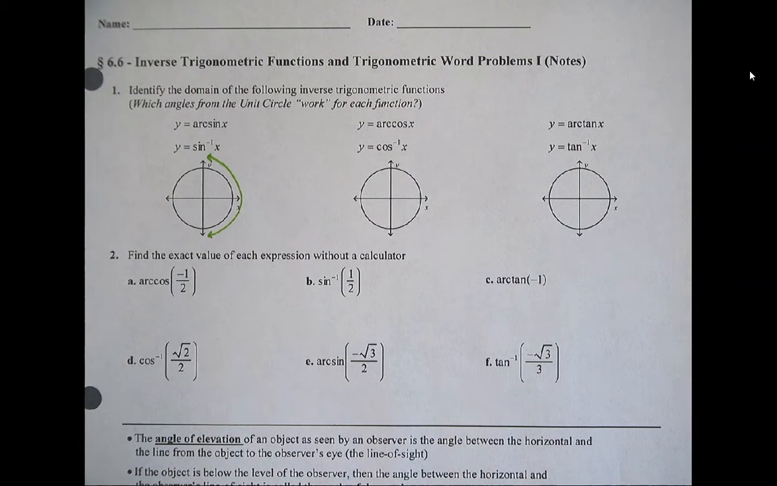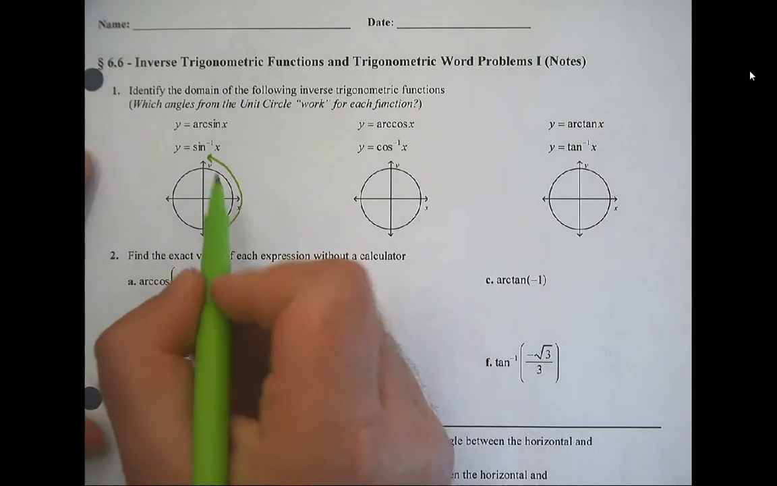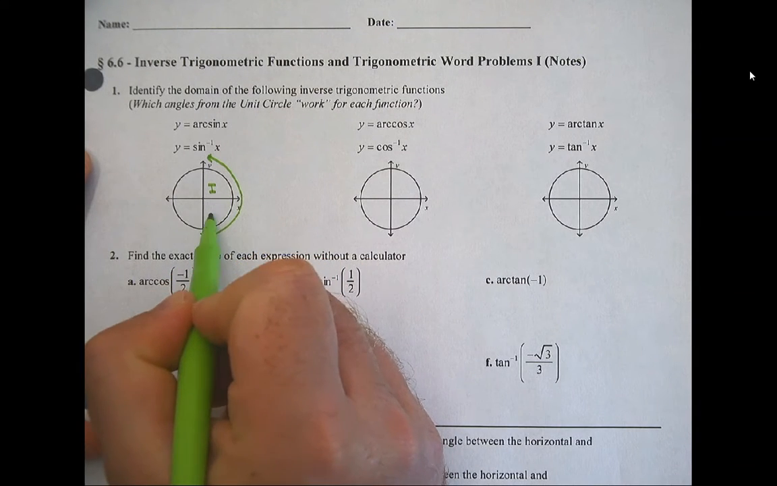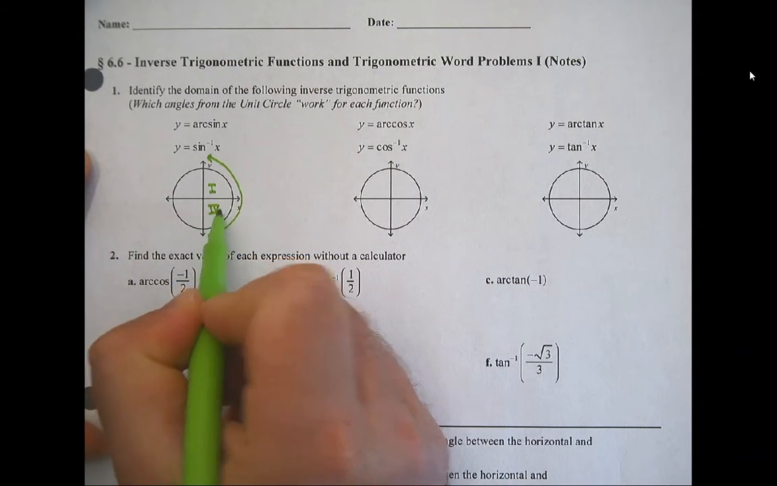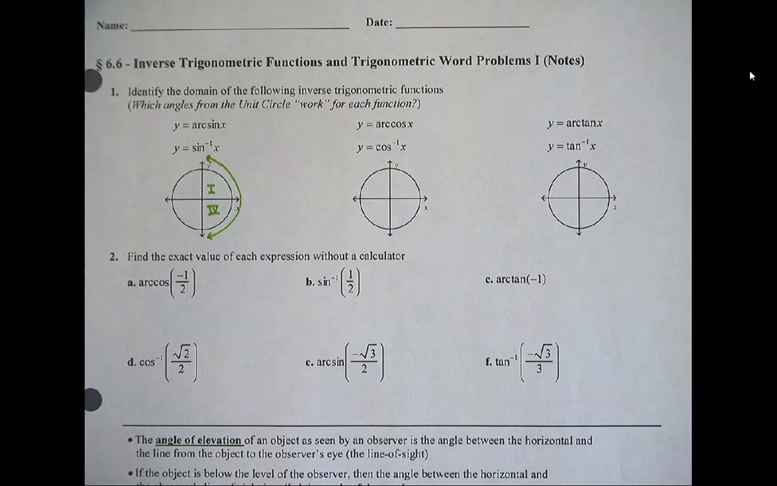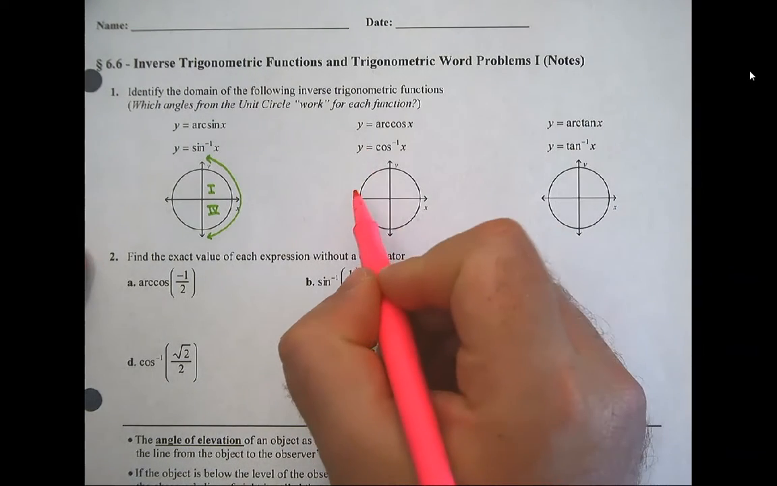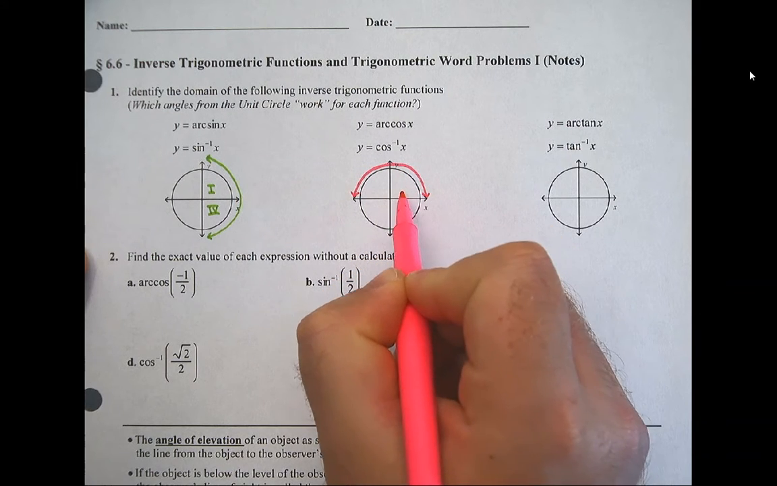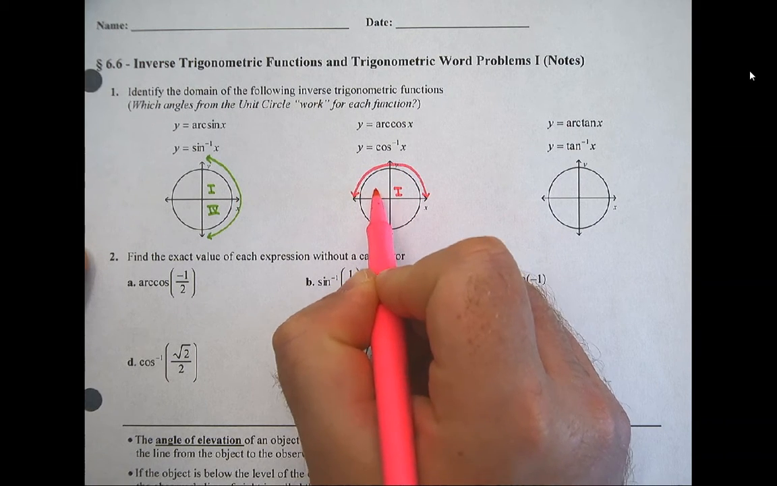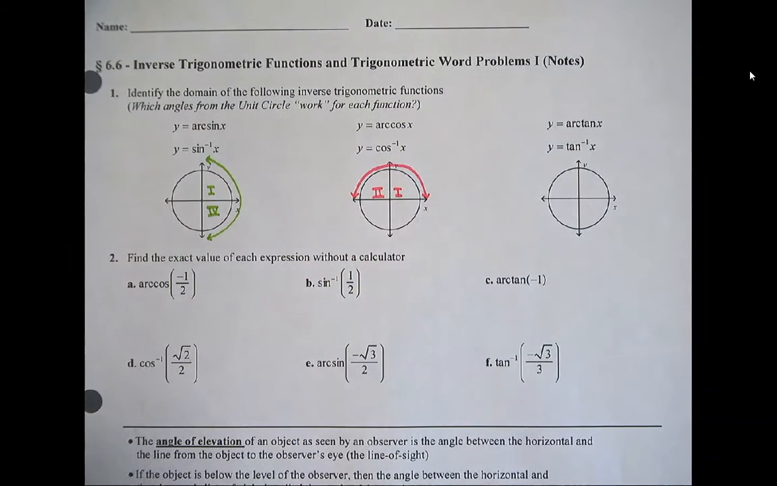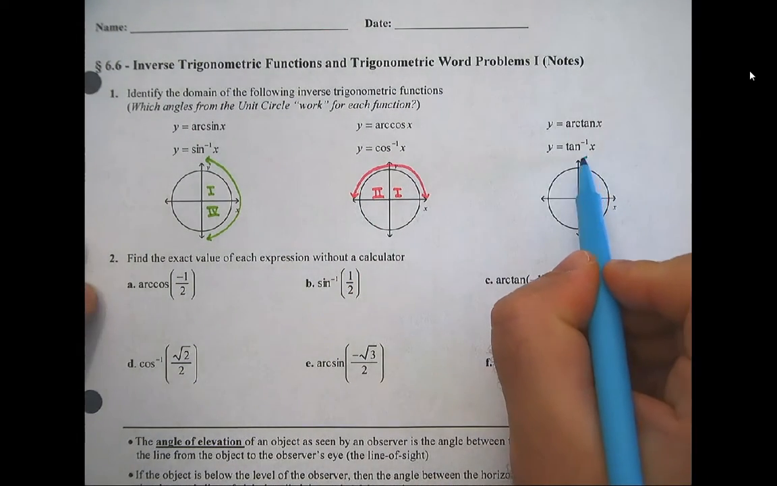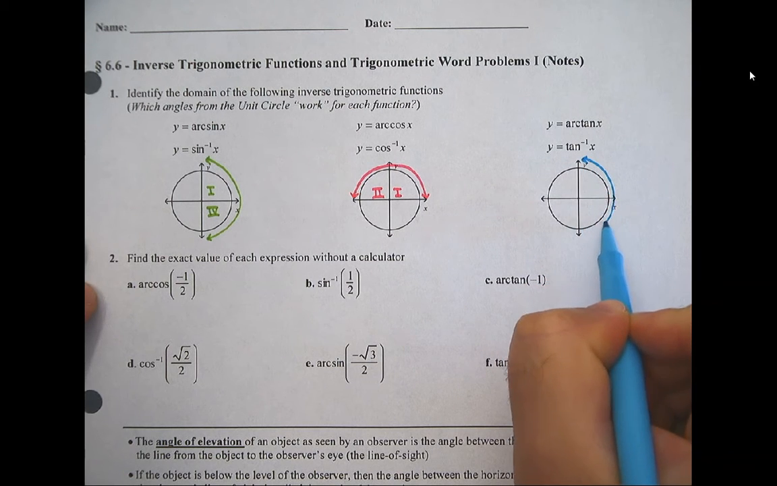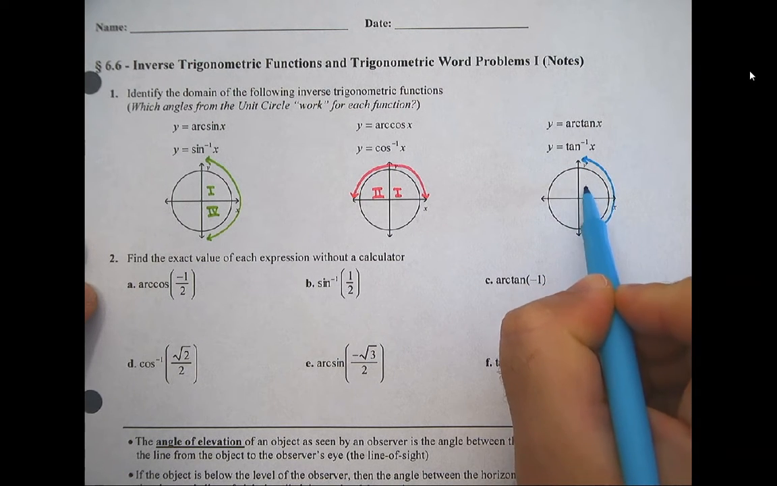Sine inverse only lives from there and there, quadrants 1 and 4. Arc cosine exists in quadrants 1 and 2. And arc tangent exists in quadrants 1 and 4 as well.